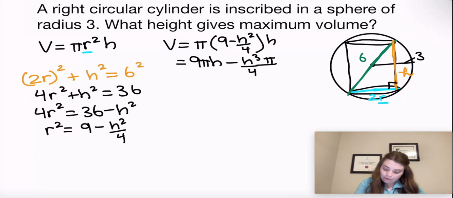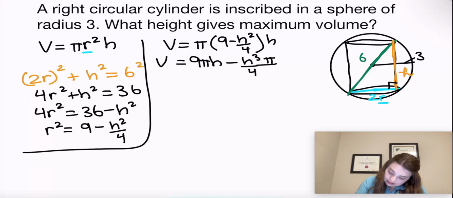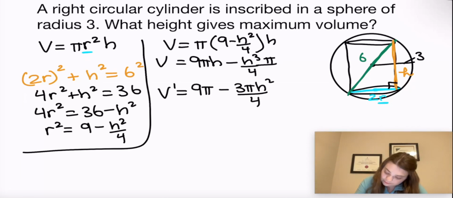All right. So next, now that we finally have an equation with just volume in terms of h, our height, we're going to try to find the height that maximizes the volume. I'm going to take the derivative of the volume next. So let's do that. The derivative of the volume would be equal to 9 pi minus 3 pi h squared divided by 4.